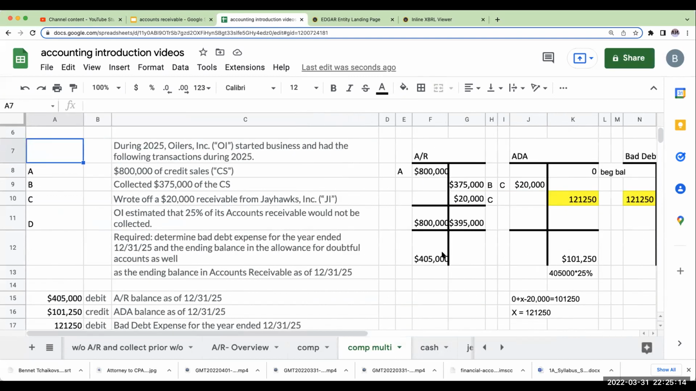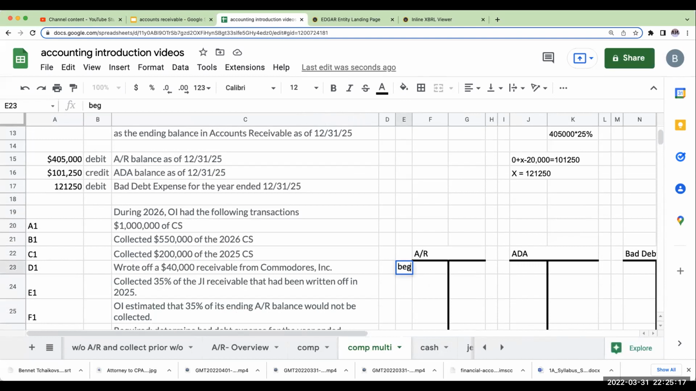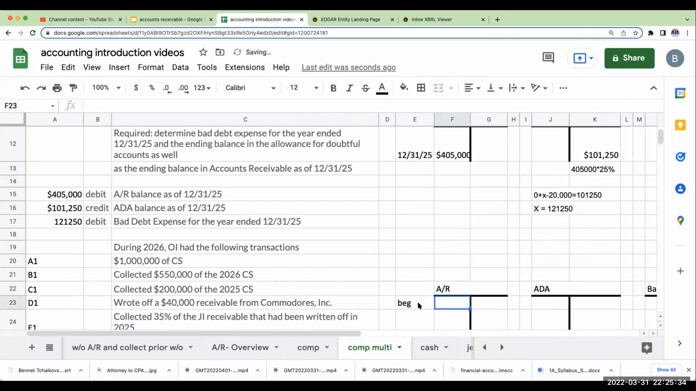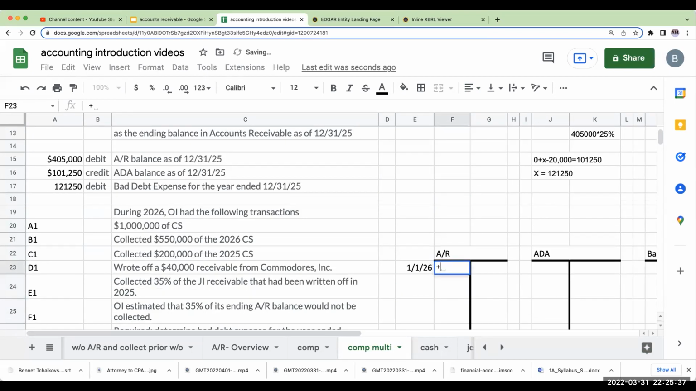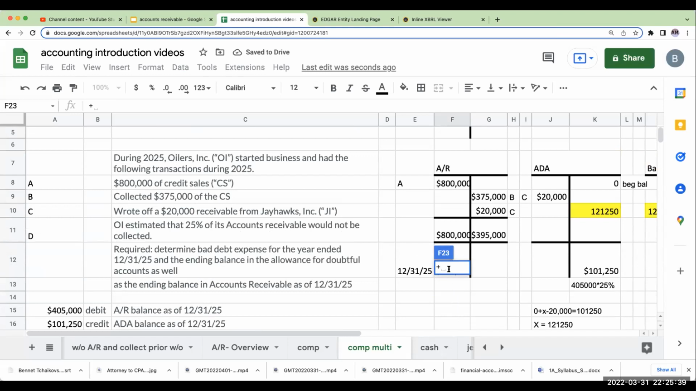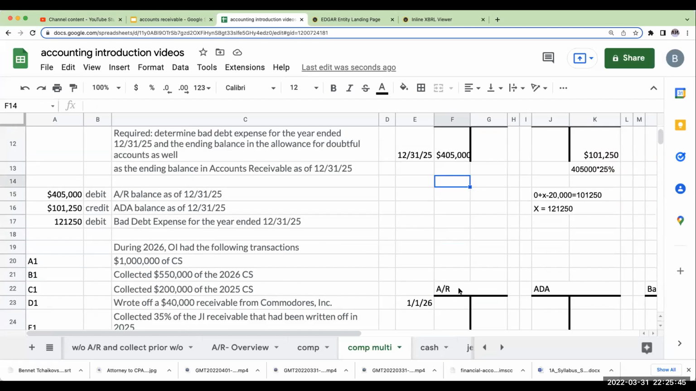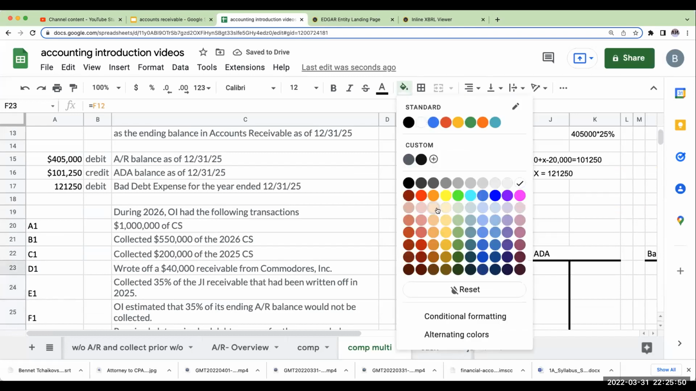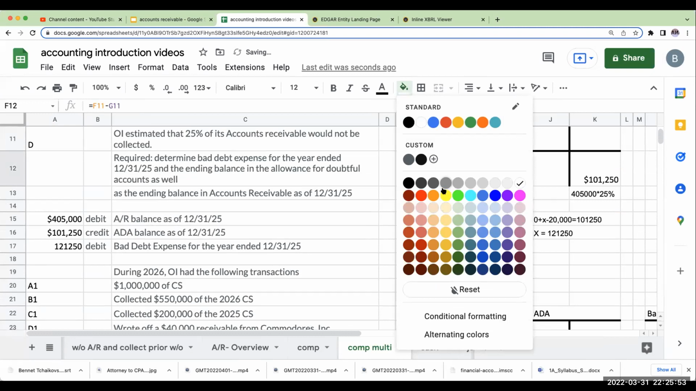Over here, for my accounts receivable, my ending balance as of December 31st, 2025, right? This ending balance here is going to become my beginning balance the following year. So 1/1/26, my ending balance becomes my beginning balance for the following period. Okay, let's see if I can get that right. I see 405 and I'm thinking freeways. Okay, right over here. So this ending balance becomes my beginning balance for the following period.